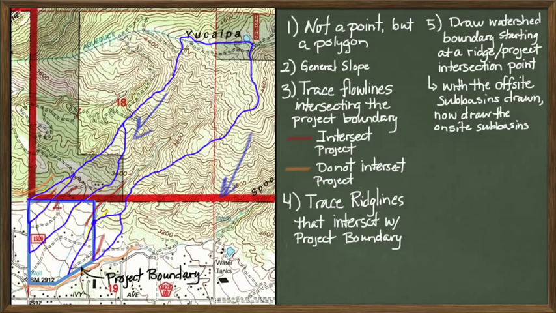So essentially, you just continue drawing the ridge lines through to get the different subbasins on site. So you can see now that I've got 4 on-site subbasins and 4 off-site subbasins. And that's just how the water flows through the project site.